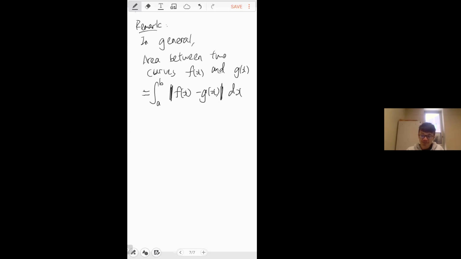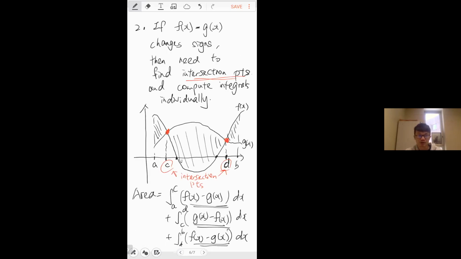So let me say this again. If I give you two functions, like very concrete functions, like formulas for the functions, the way you find the area between two curves is to go through the procedure that I just did here. So you find intersection points, and then you see which one is top and which one is bottom on which region, and then compute the integrals separately.